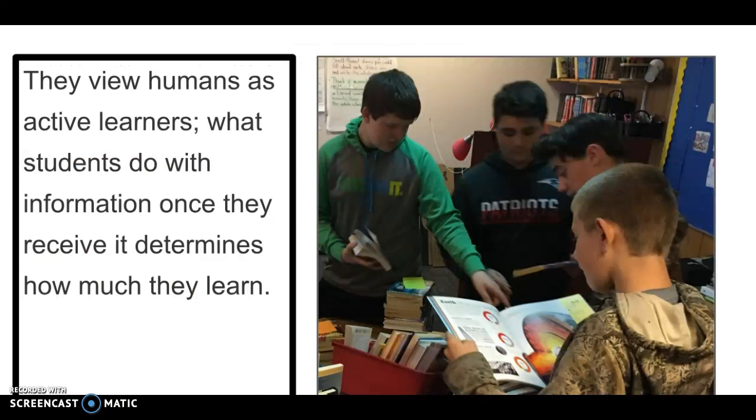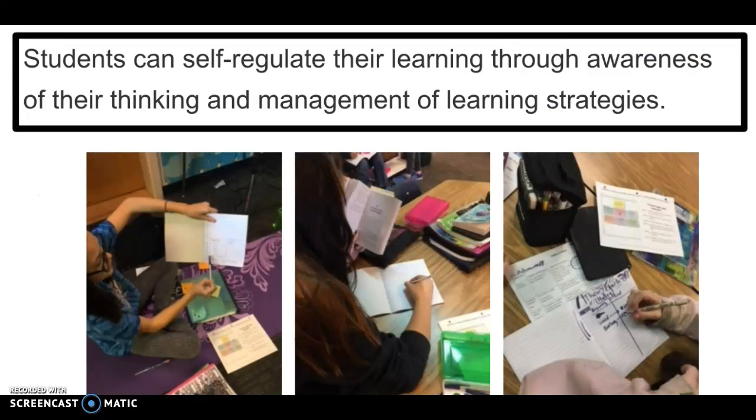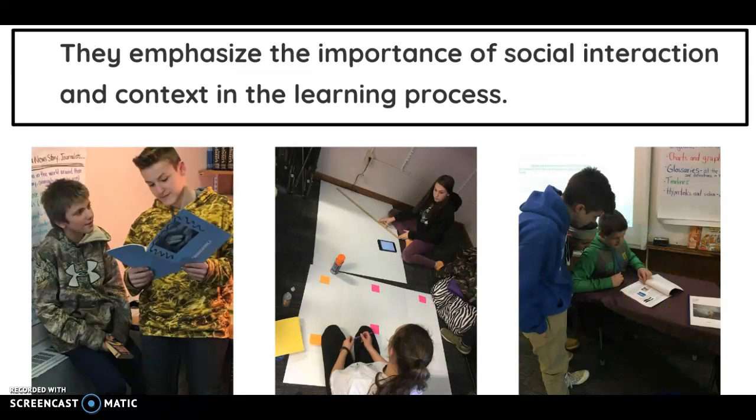They view humans as active learners. What students do with information once they receive it determines how much they learn. Student attitudes, motivation, and beliefs can impact the learning process. Students can self-regulate their learning through awareness of their thinking and management of learning strategies. The meaningfulness of knowledge determines how well it can be applied in new situations. And they emphasize the importance of social interaction and context in the learning process.